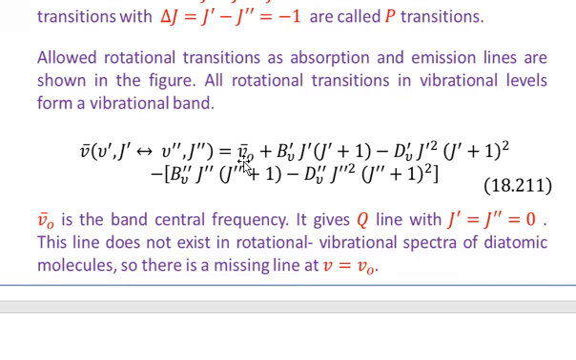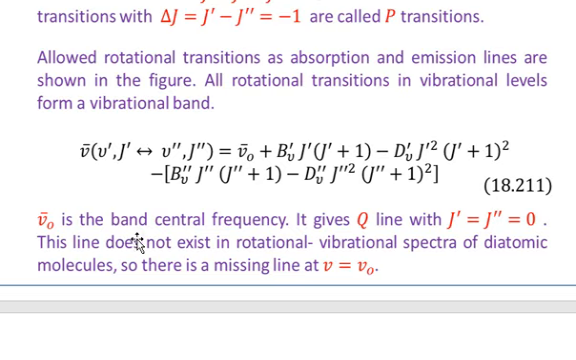One contains nu naught bar plus B V prime into J single prime into J single prime plus 1 minus D V prime into J single prime squared into J single prime plus 1 squared, and then the other quantities for double prime is what I have written: B V double prime into J double prime into J double prime plus 1 minus D V double prime multiplied by J double prime squared into J double prime plus 1 squared.